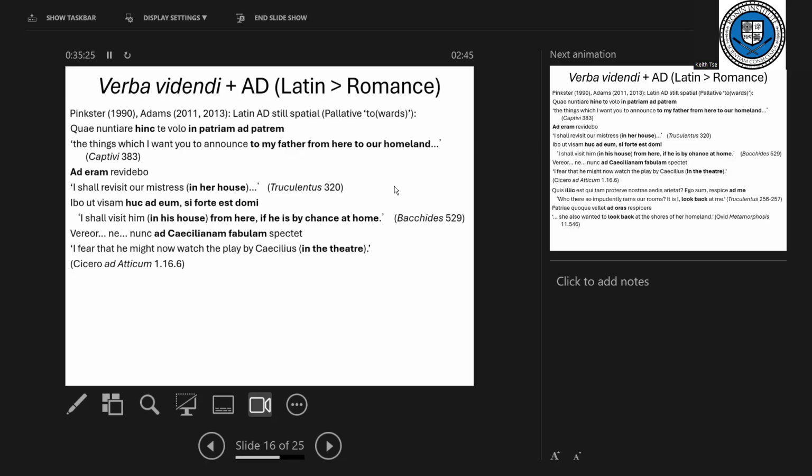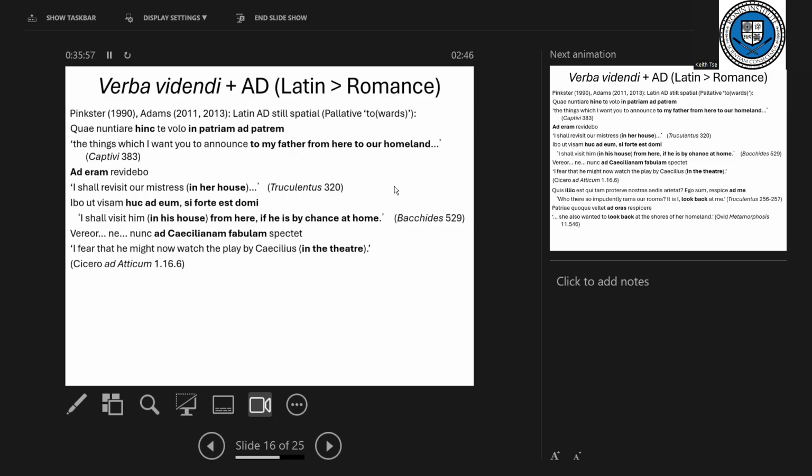This meaning of visiting is presumably related to visere. Visere does mean visit, and it is etymologically related to verbs of vision. Visere is strongly spatial, even when it takes ad. So for example, "visam ad eum, si forte domi est": to him, from here to his house, if he is by chance at home. So this isn't just merely seeing, but also visiting.